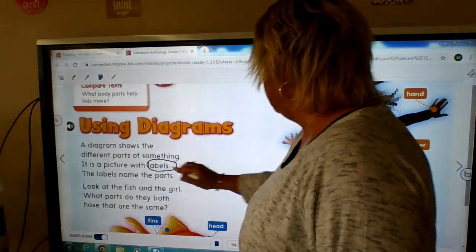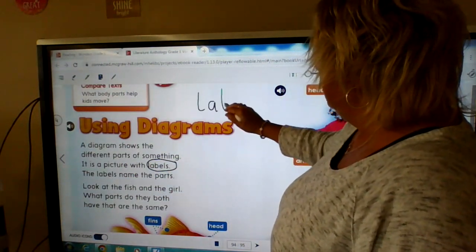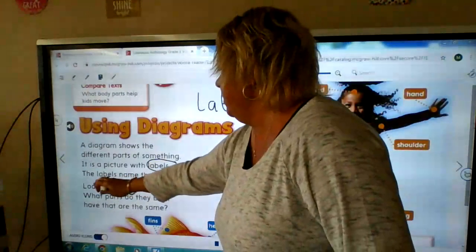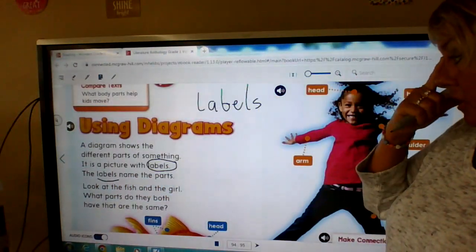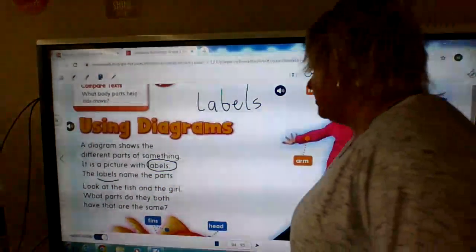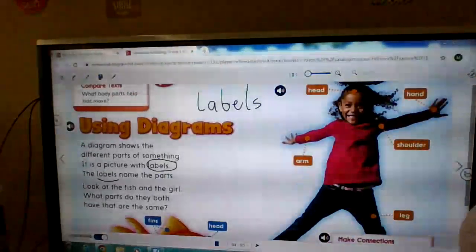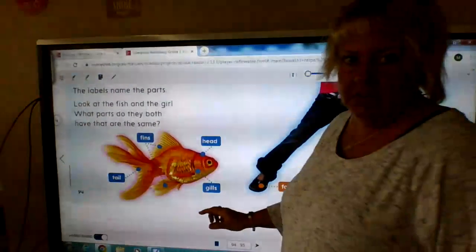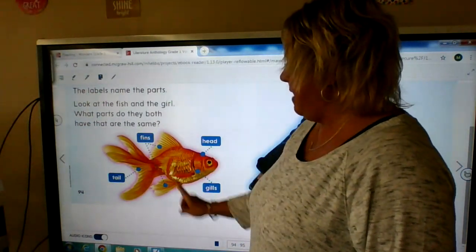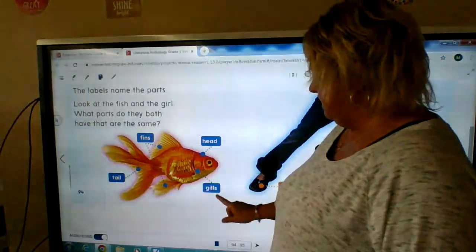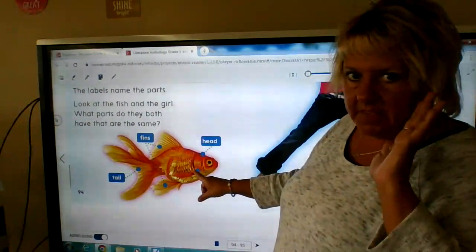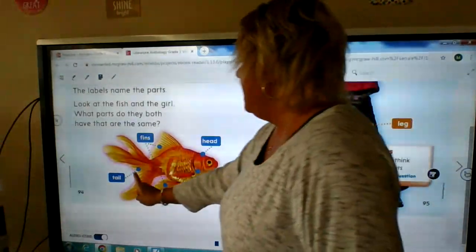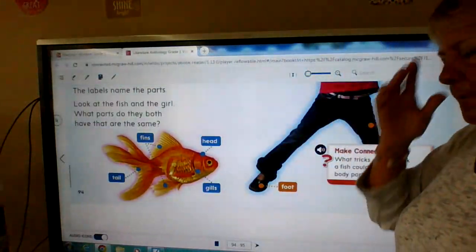There's that word we've been talking about. Labels. The labels name the parts. Look at the fish and the girl. What parts do they both have that are the same? Let's look at the fish. This is a diagram. These are called labels. Gills, that helps the fish breathe. Head, fins help the fish swim. And its tail helps it swim too.